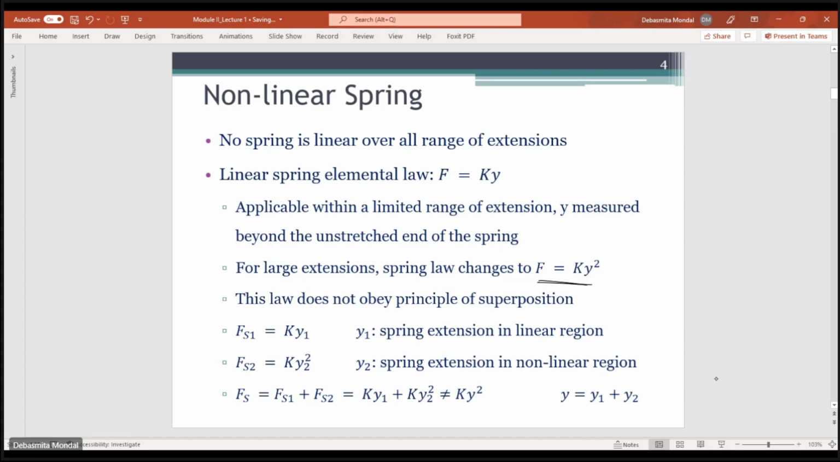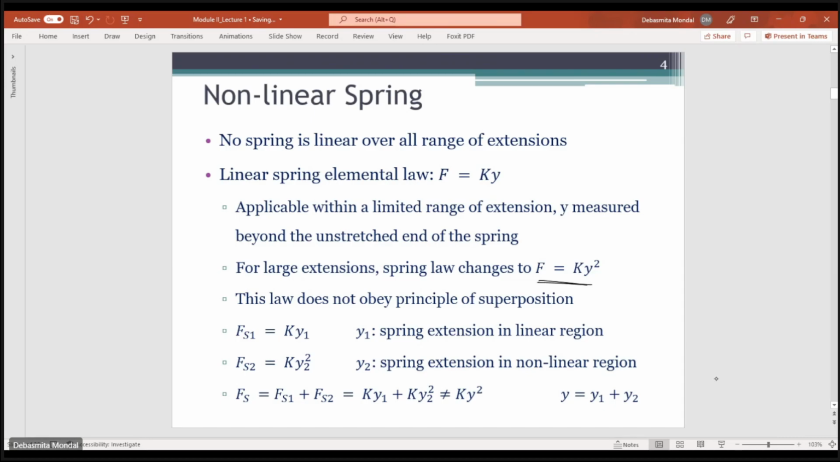Now let's say you first provide some force Fs1 which is in the linear range. For the force Fs1, the expression will be K into y1. Then you apply some other force Fs2 of higher value, for which you get a larger extension y2, and that expression is given by Fs2 equals K y2 square.